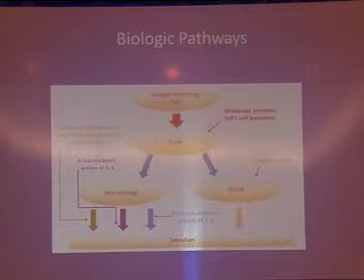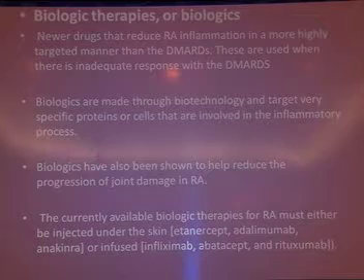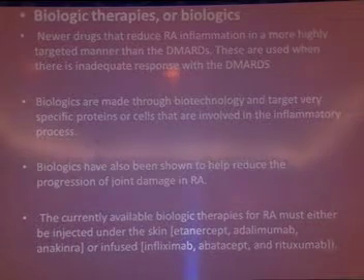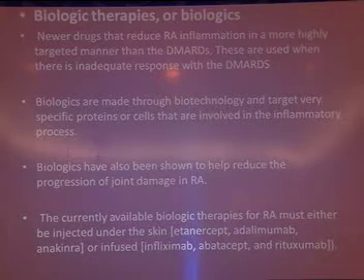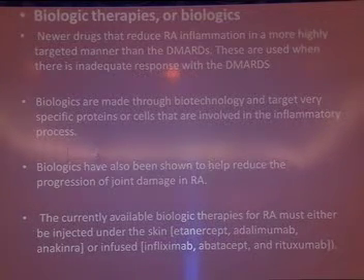Now, biologic pathways. We know that the nomenclature is based upon the antibodies: Ximab is a chimeric antibody, Zumab is a humanized antibody, Umab is a human antibody, and Cept is a fusion protein. Now, these are the newer drugs that reduce RA inflammation in a more highly targeted manner than the DMARDs. They are made through biotechnology and target very specific proteins or cells that are involved in the inflammatory process.